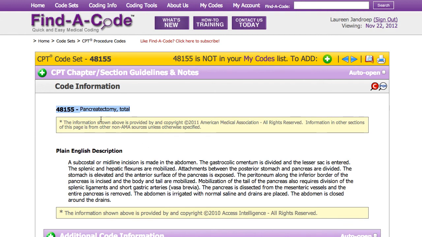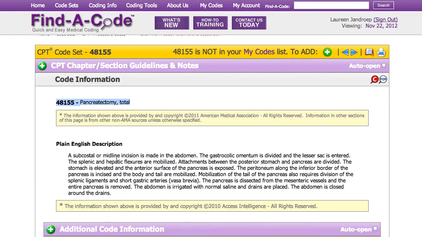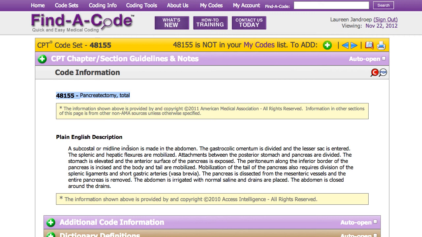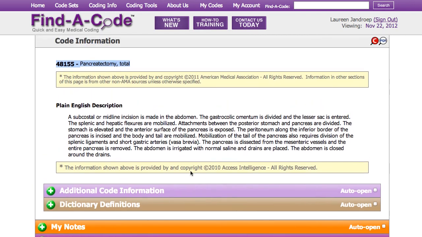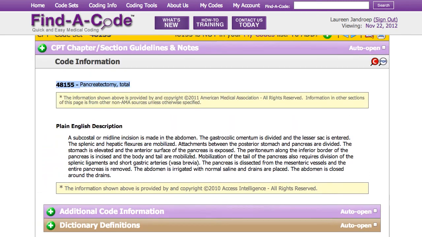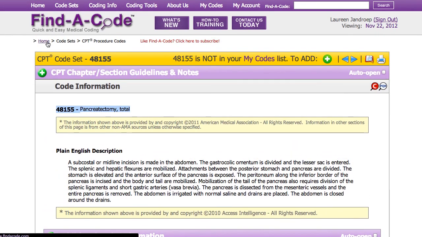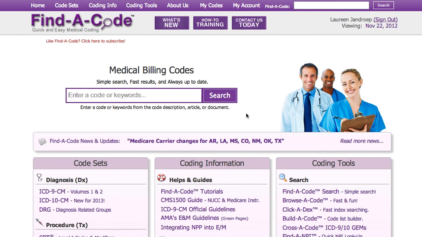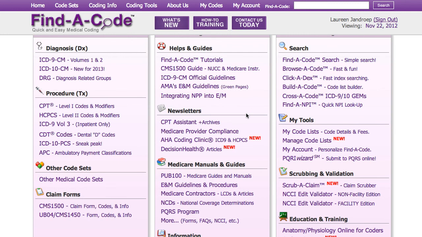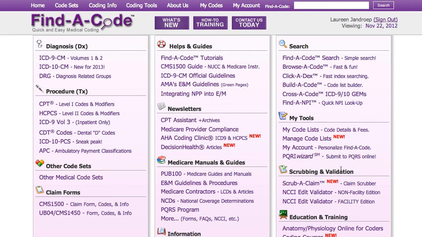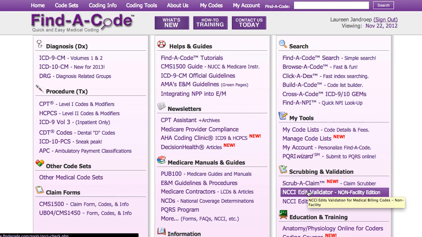So I like to read anything that's in the plain English description in find a code. I read this previously, and it's really just talking about the actual removal of it. It's not giving us any bundling information. So what I'm going to do is go to the home screen, and over here to the right, under scrubbing and validation, we want to pick the NCCI edit validator, and I'm going to pick non-facility.